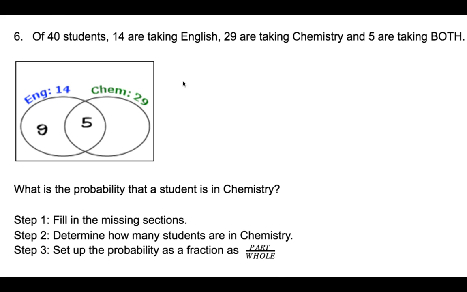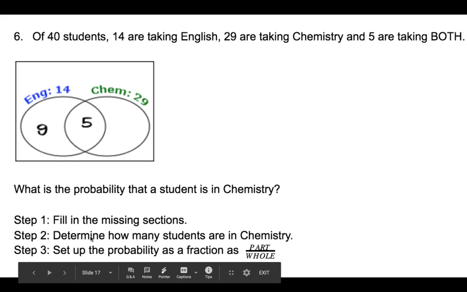After you have your completed Venn diagram, you're going to determine how many students are in chemistry. All right, once you know how many are in chemistry, then you're going to set up your probability as a fraction of the part over the whole. The part in this case is going to be the number of kids in chemistry over the whole total number of kids interviewed.